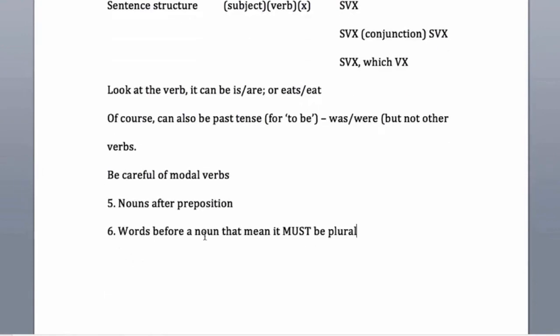Sometimes you get words before a noun, and that means that noun must be a plural, must have an S. For example, certain, various, a range of, many, of course, a lot of, no, not a lot of, be careful, a lot of can be uncountable, a few. Let me just show you some examples.